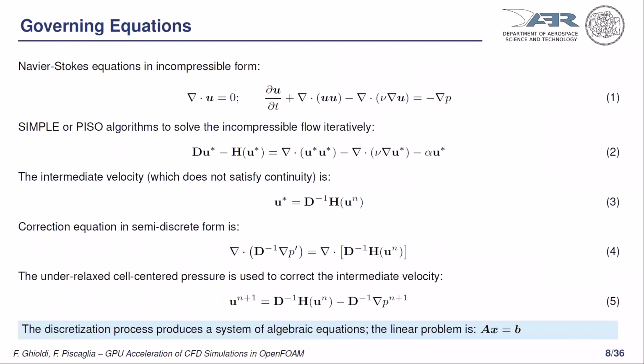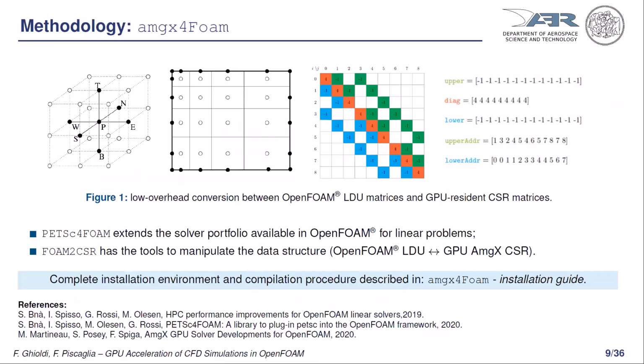I will not stay too long on the governing equations because this is something that everybody knows, so I will just save you this time. This is something that I've already said. You need PETSc4FOAM in order to extend the solver portfolio, and also FOAM2CSR, a transformation of the LDU matrix into the CSR format. Thanks to these two libraries combined into AMGX4FOAM, you can accelerate the simulation by means of AMGX.